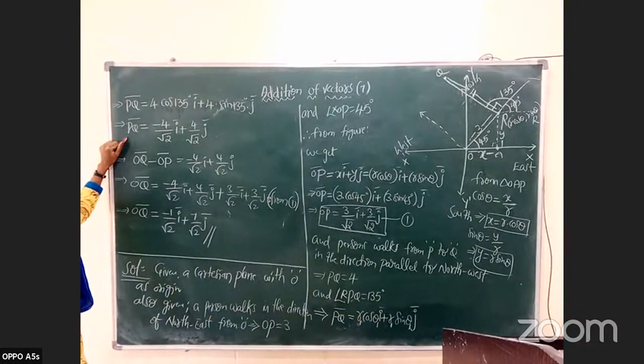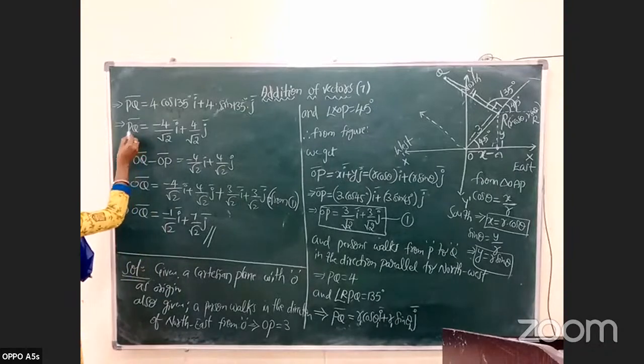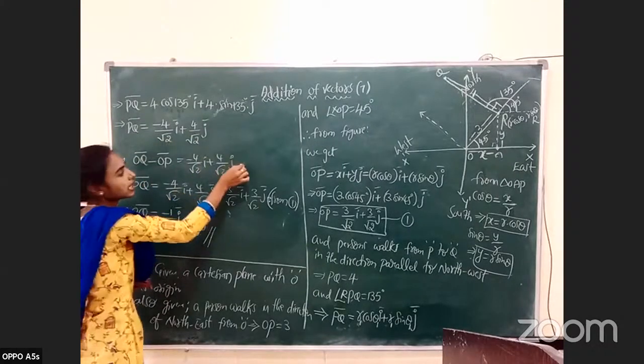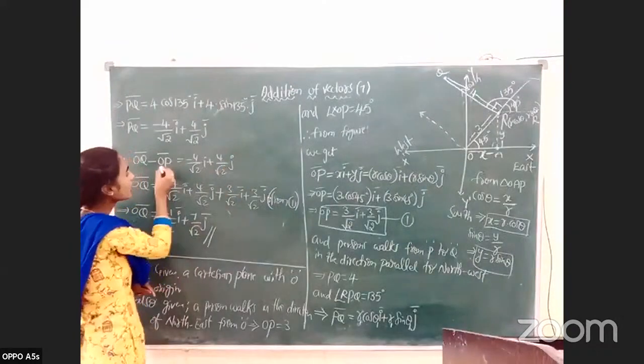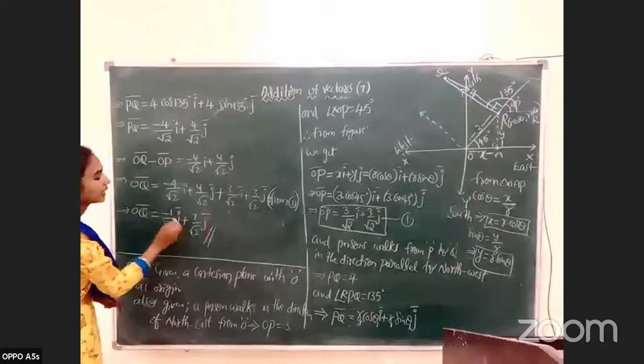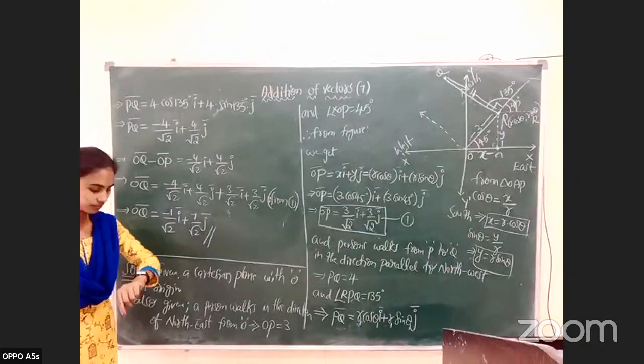But we have to find the vector OQ. PQ is the position vector of Q minus the position vector of P, so OQ minus OP. Transferring OP to this side, we get it positive, and substituting the value of OP, we get the vector OQ in terms of i and j. That's it.